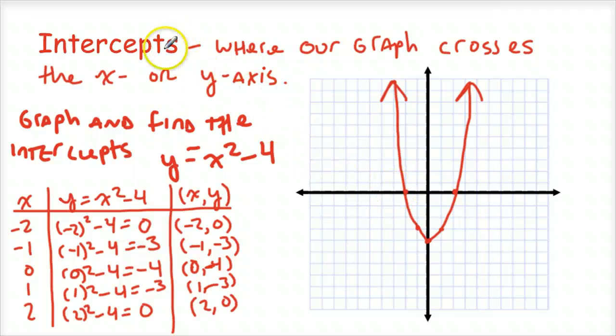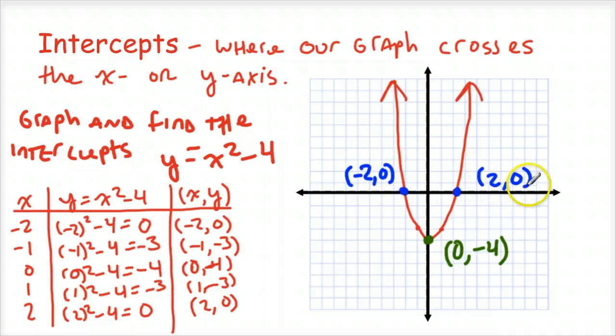But if we want to look at the intercepts, the x-intercept and the y-intercept, we see that it crosses the x-axis at these two points right here. So there are two x-intercepts in this case. And then we notice that it crosses the y-axis right here. So there's just one y-intercept. This y-intercept we know is at the point (0, -4). That's the y-intercept. And then the x-intercepts are at (-2, 0) and (2, 0).